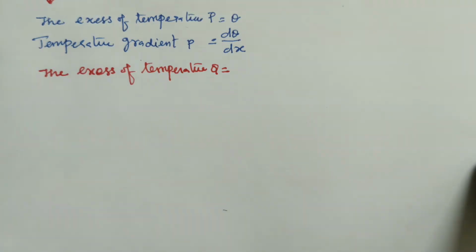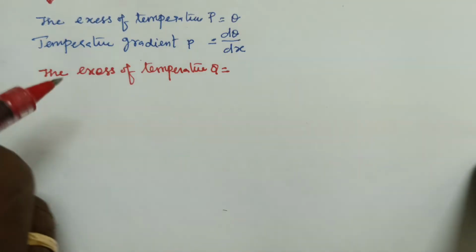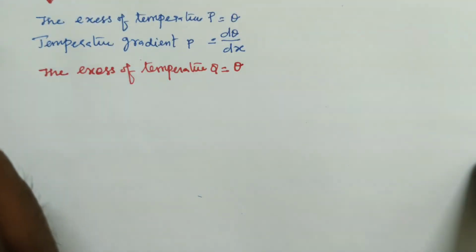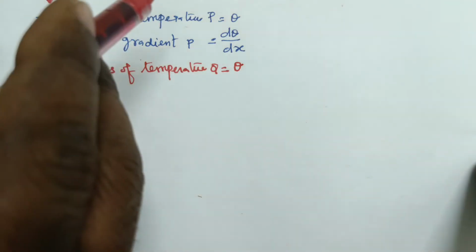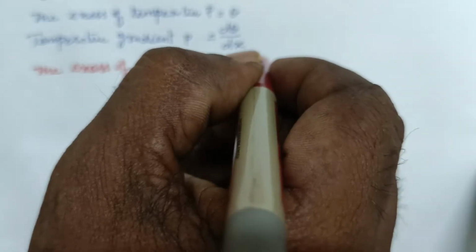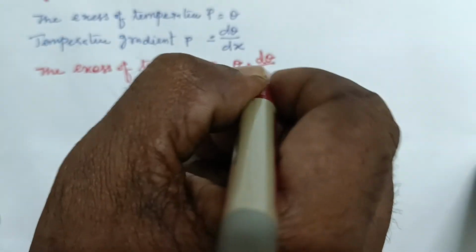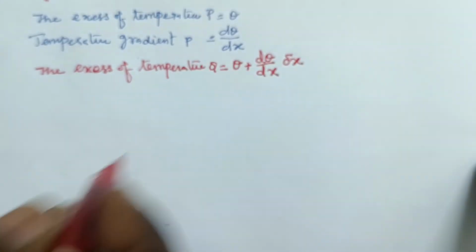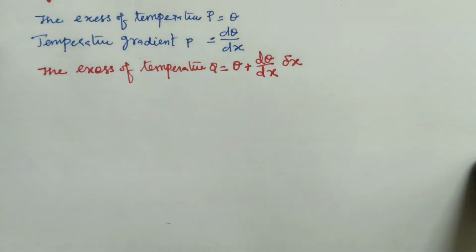அந்த small area வில் flow of heat எவ்வளோ இருக்குது அப்படின்றது தான் நம்ம find பண்ண போகிறோம். So the excess of temperature at Q அதில் எவ்வளோ இருக்கும் பார்த்தீங்கன்னா theta, that is excess of temperature at P, plus the temperature gradient, that is change in temperature, d theta by dx into del x. del x என்றது the area of the small portion in between P and Q.